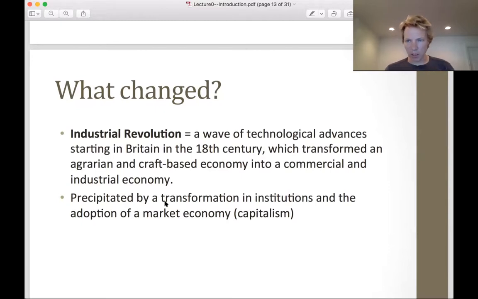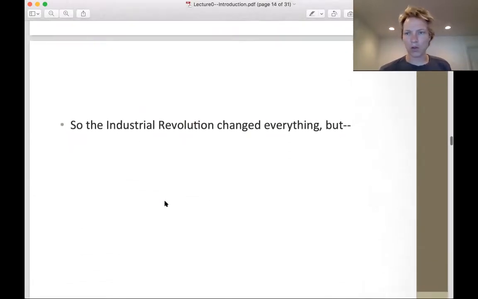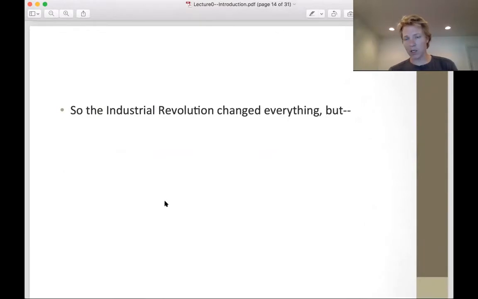Essentially, the institutions in England allowed for this innovation, and the adoption of the market economy facilitated these unprecedented changes that we have seen over the past 200 years, to where we live in this dynamic society with constant innovation, which was not the norm prior to 1800. So when we look at human history, we see that everything changes in 1800. Boom, growth shoots up.